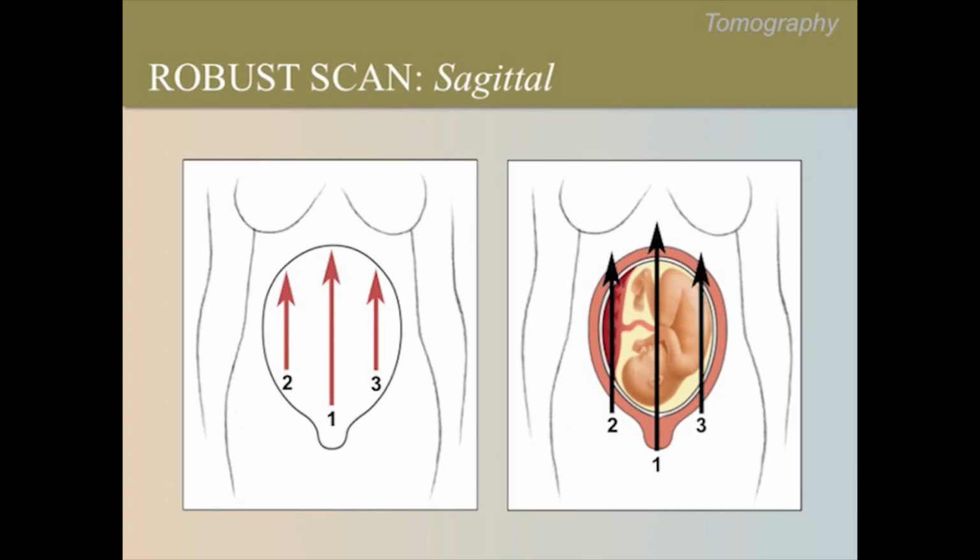For these scans, where should your orientation marker on the transducer be? The answer is towards the mother's head.